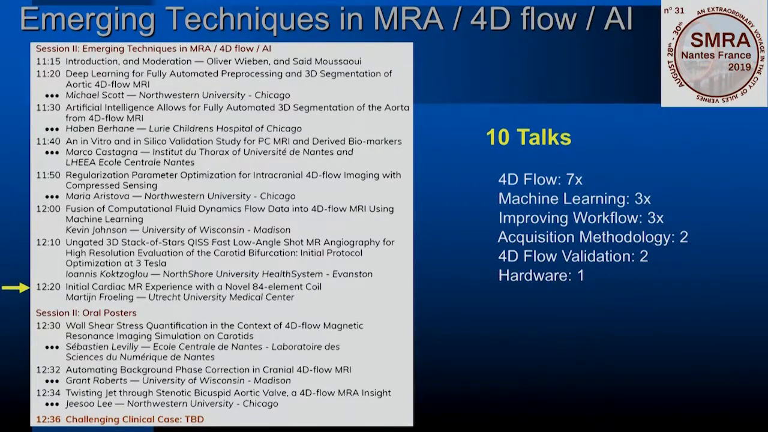So there will be a total of 10 presentations, and I was asked to give a little overview of the field of emerging techniques. Since we already had a nice introduction this morning about MRA as an overview, I thought I'd focus on the 4D flow and the AI aspects. Of the 10 talks in this session, 7 will be on 4D flow imaging and 3 on machine learning, and you saw a little more of a breakdown there.